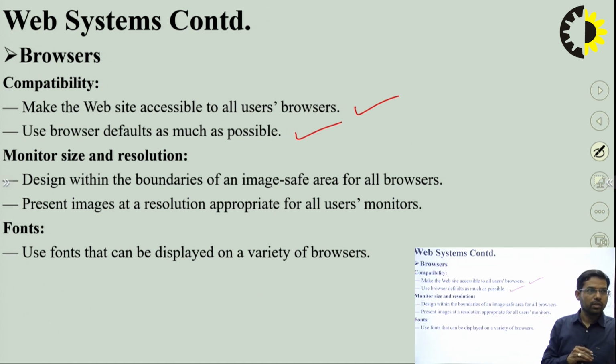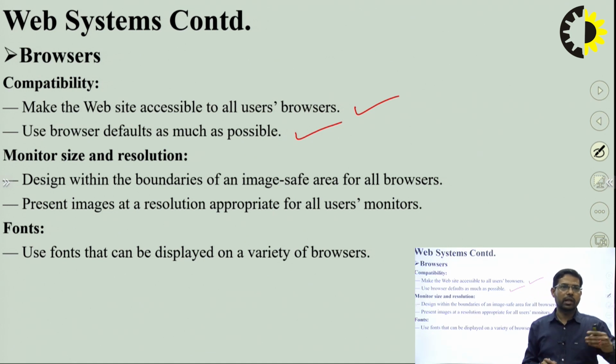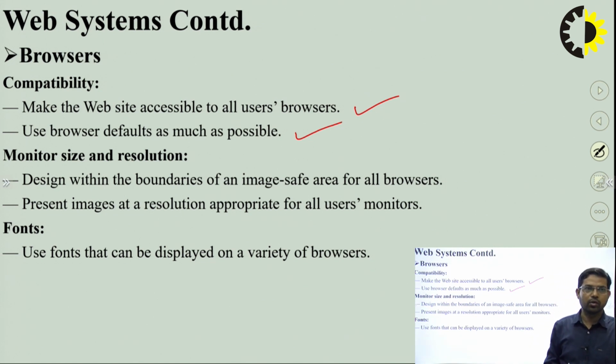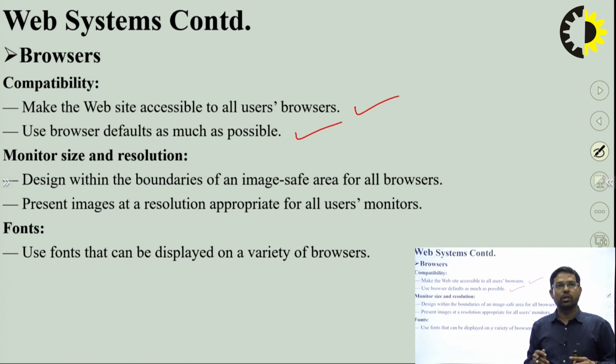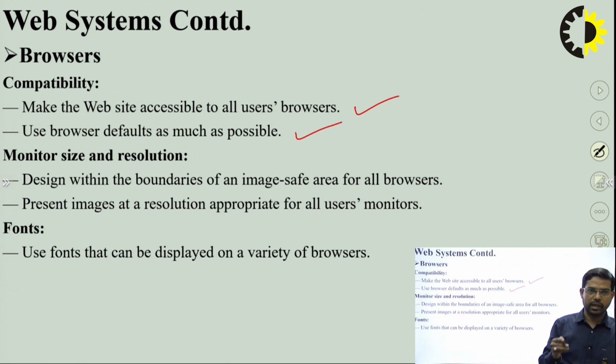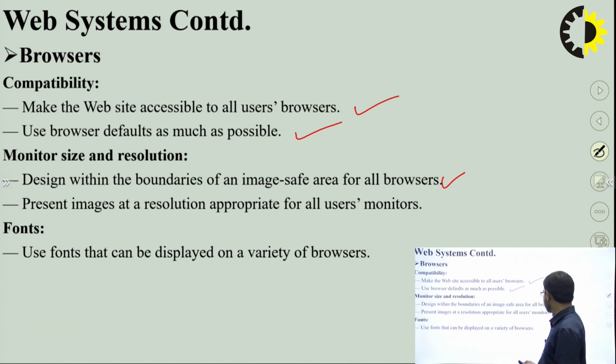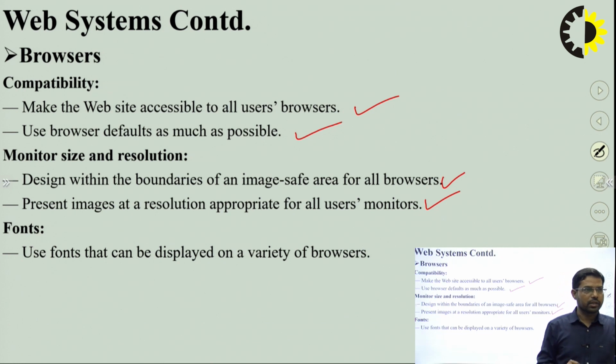Okay, monitor size and resolution differ. Some websites work well on the system, but these websites are not good for mobile compatibility. So that is also the user's point of view, that a particular site should also be useful from the mobile's point of view, for the user's need. So design within the boundaries of an image safe area for all browsers, and also present images at a resolution appropriate for all users' monitors. Okay, monitor size and resolution.